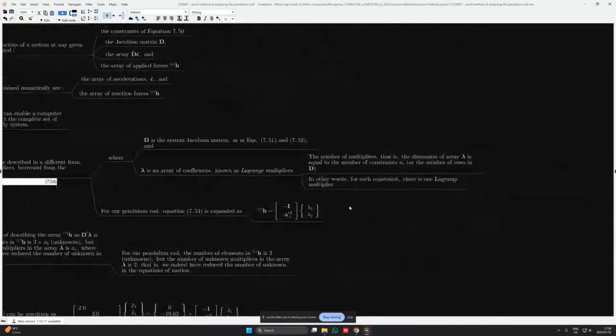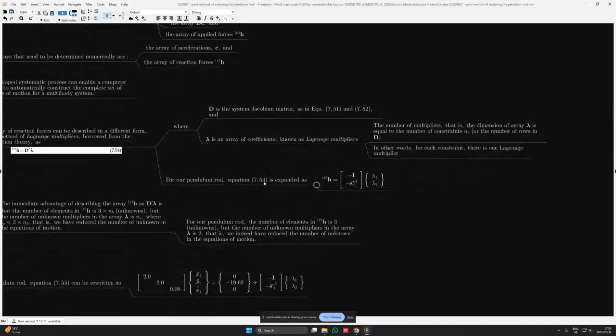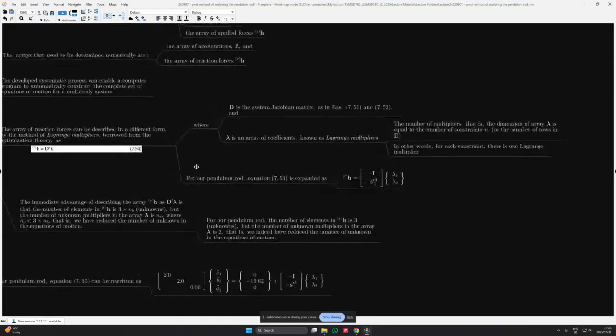The number of multipliers, that is the dimension of array lambda, is equal to the number of constraints, or the number of rows in D, the Jacobian matrix. So in our pendulum rod example, we have 2 constraints, so we expect that the dimension of the lambda array will also be 2. In other words, for each constraint, there is 1 Lagrange multiplier. And in our pendulum rod, equation 754 is expanded in this form, and you can see that our Lagrange multiplier vector has 2 rows, corresponding to the 2 constraints that we impose on the system through the revolute joint.